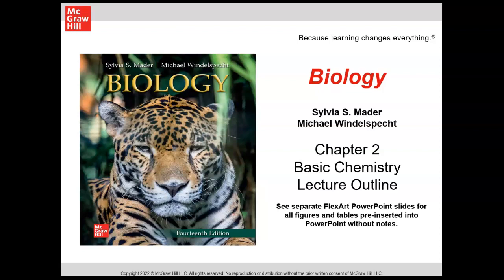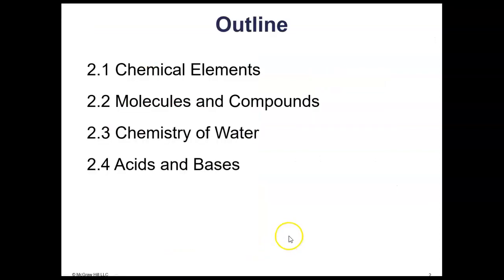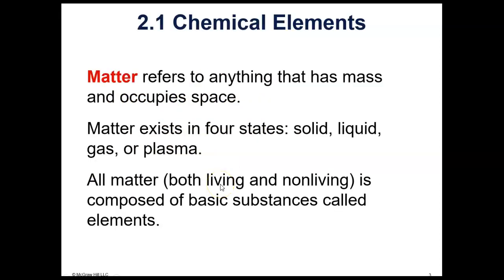So we'll go on then to, there we go. All right, so there are 4 sections in Chapter 2. There's a section on the elements, a section on molecules and compounds, the chemistry of water, and then acids and bases. All right, so a lot of this is going to be review, I hope, for you.